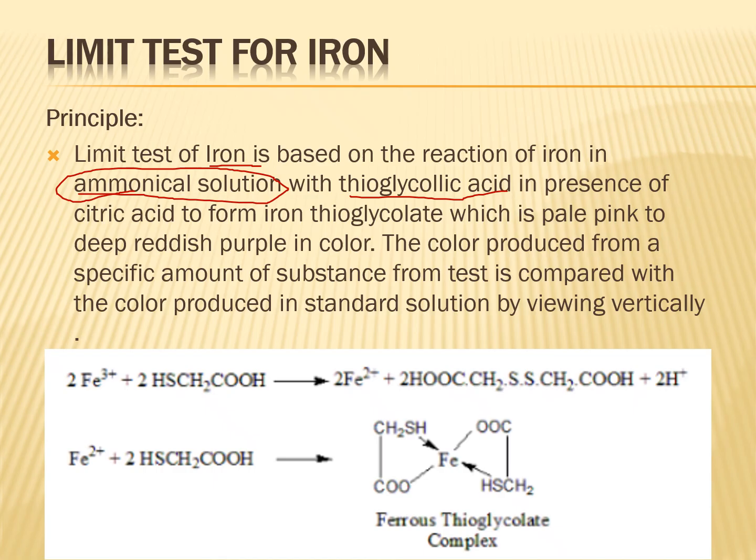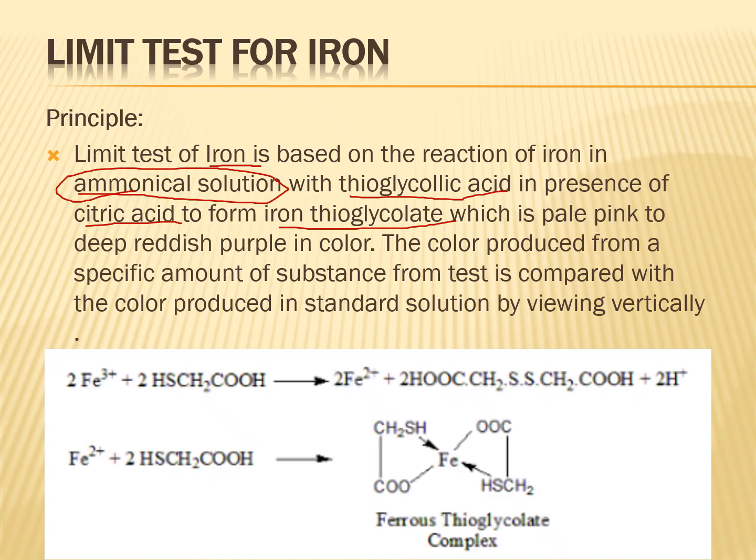So the iron reacts with thioglycolic acid in the presence of citric acid. Here the citric acid is added in order to prevent the interference of other metal cations with the reaction or with this complex, and to form an iron thioglycolate complex. The color of this iron thioglycolate complex is pale pink to deep reddish purple. So we are comparing the intensity of this color of the test with that of the standard.